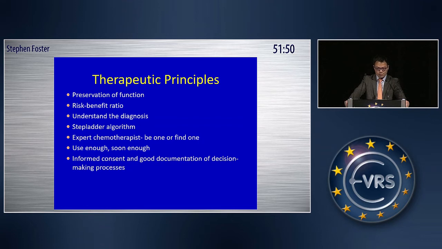And there's the famous term coined by Dr. Foster, the step ladder algorithm, because you move up on the step ladder, going from the easiest to take, the least aggressive chemotherapy, to the most aggressive chemotherapy. And you either be an expert chemotherapist or you find one you can work with and use enough and soon enough. And then finally, you always have to document everything with the patients.